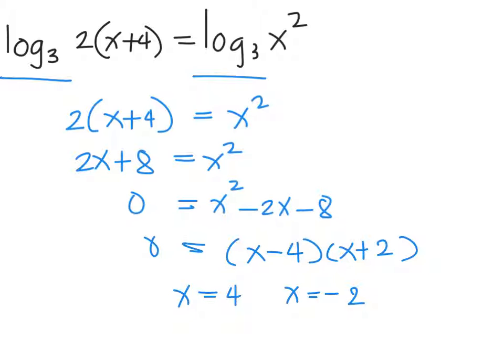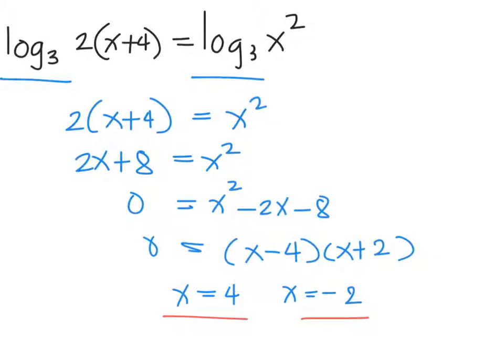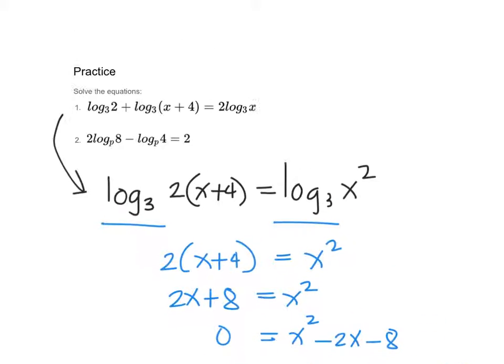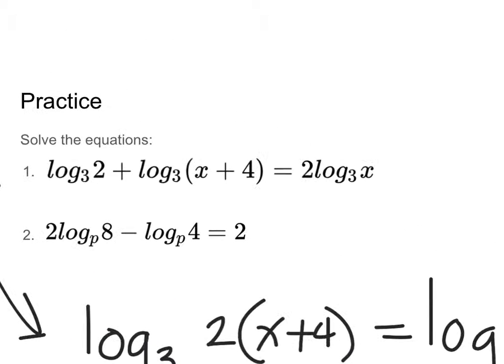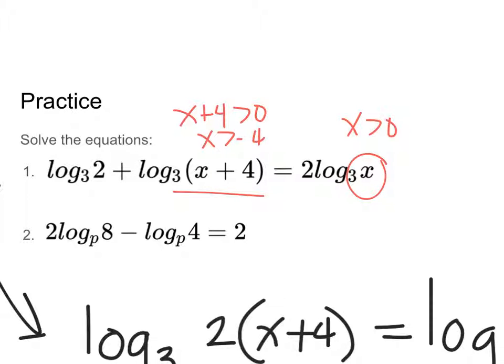Then again, these are initial solutions. We have to check some conditions. x plus 4 must be greater than 0, means x must be greater than negative 4. And x must be greater than 0. So this is shorter than x greater than negative 4.